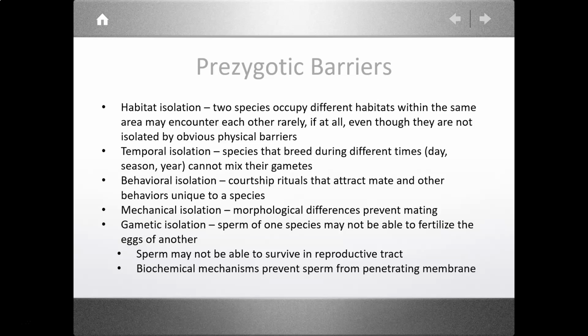Temporal isolation is a matter of timing. This one happens a lot when we look at plants. So species that breed at different times of day or different seasons or different times of year just naturally will never get their gametes to mix because they're just not present at the right times. So looking at flowers blooming at different points in the year would be an example of temporal isolation. I can't have two flowers mating if they bloom at different times.